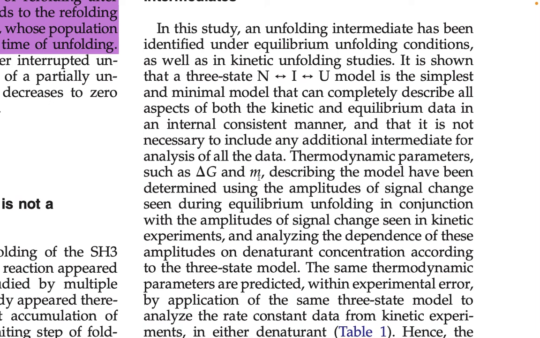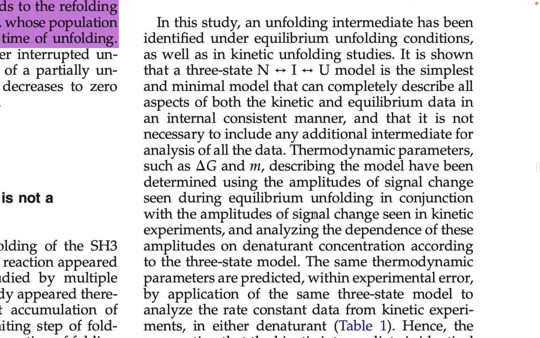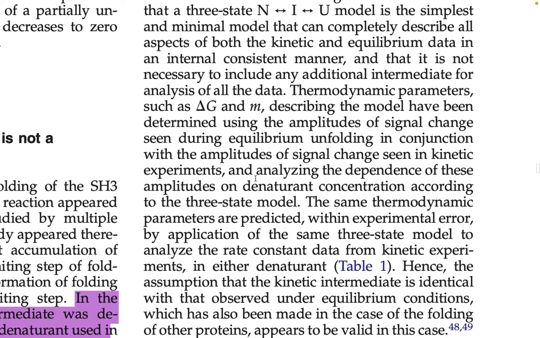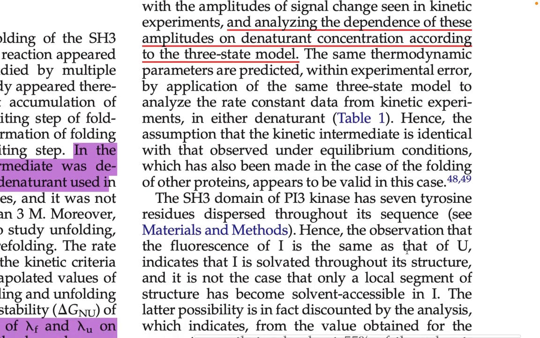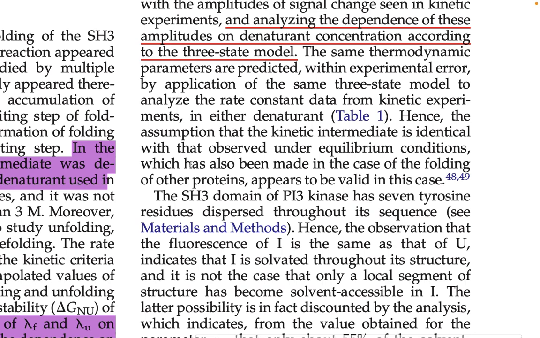Thermodynamic parameters such as delta G and m describing the model have been determined using the amplitude of signal change seen during equilibrium unfolding in conjunction with amplitudes of signal change seen in kinetic experiments, and analyzing the dependence of these amplitudes on denaturant concentration according to the 3-state model. The same thermodynamic parameters are predicted within experimental errors by application of the same three-state model to analyze the rate constant data from kinetic experiments in either denaturant. Hence, the assumption that kinetic intermediates are identical with those observed under equilibrium conditions, which has not been made in the case of the folding of other proteins, appears to be valid in this case.